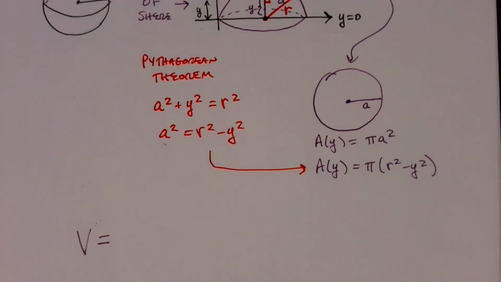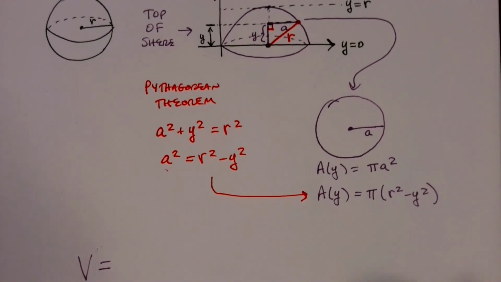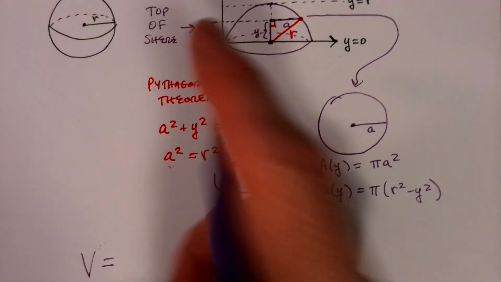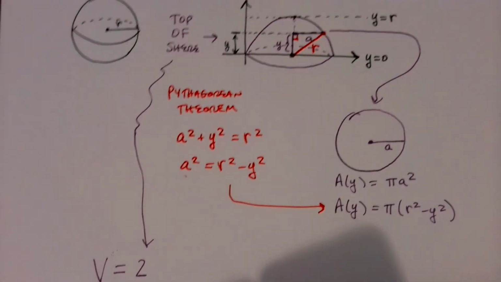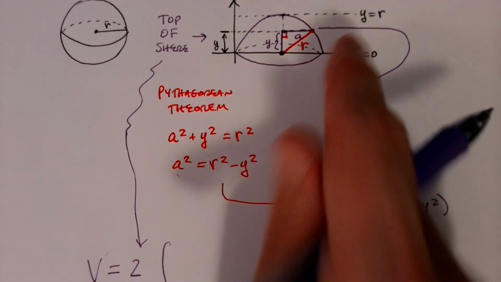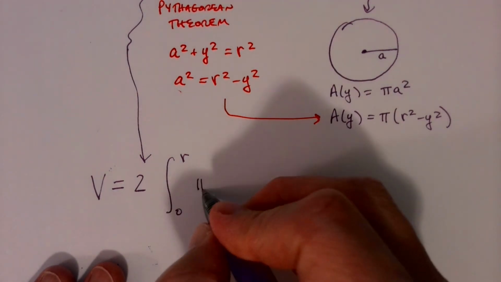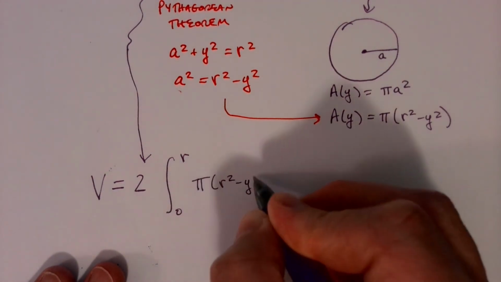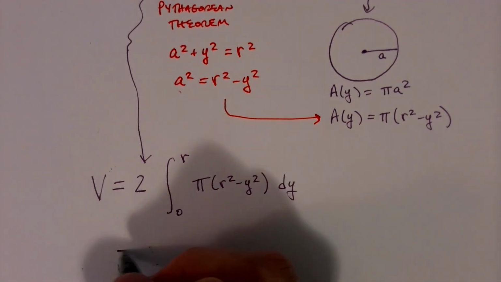Remember, when I do that, I'm going to get the volume of what? The top of this sphere. So I want to know the total volume of the sphere, so I'm going to double it, right? So I'm going to make sure I do 2 times the integral from y equals 0 to y equals r. Remember, r is a fixed value. And A of y here is pi times (r squared minus y squared) dy. And there's our integral. So remember, r is a constant in this.